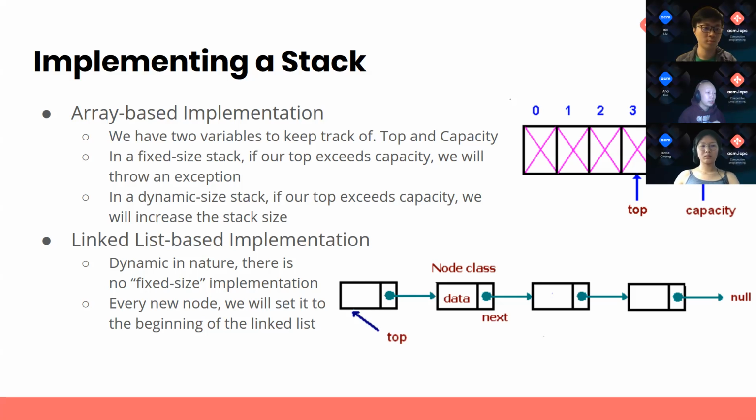Okay, next up, linked list-based implementation. It's dynamic in nature, so there is no size feature that we have to keep in mind. Every node, we would just set to the beginning of the linked list. As you can see from the diagram, the top would just be there. Every time we insert a new element, we would have a next pointer to the current top. Sounds good. Any questions?